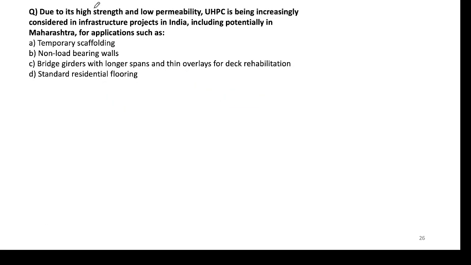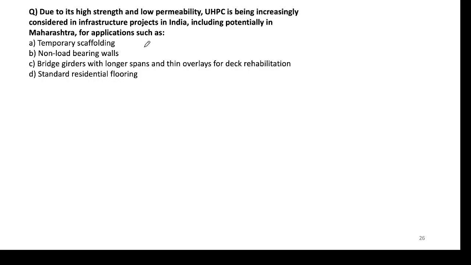Okay, so the next question is on UHPC. Due to its high strength and low permeability, UHPC is being increasingly considered in infrastructure projects, for example in Maharashtra. So now you know that because of its high strength and high performance, in which of these areas will we use UHPC? Option A is temporary scaffolding, non-load bearing walls, bridges and girders with a longer span, and thin overlays for deck rehabilitation, standard residential flooring.